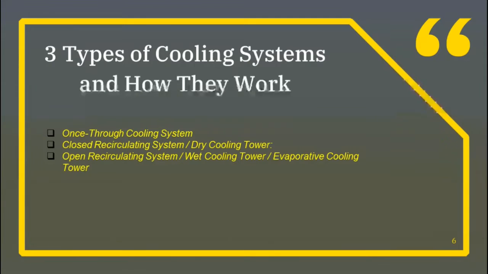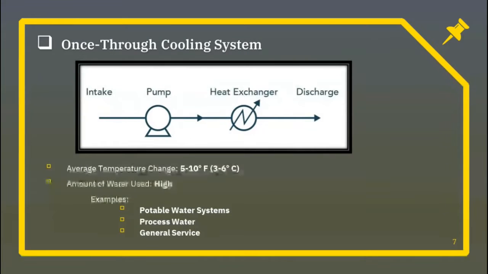There are many different ways to set up an industrial cooling system, but the three basic types can be summarized by examining how cooling water is used in each system. The three types of cooling systems and how they work. First is once-through cooling system.